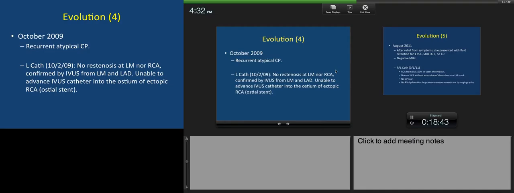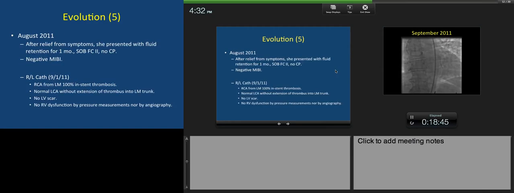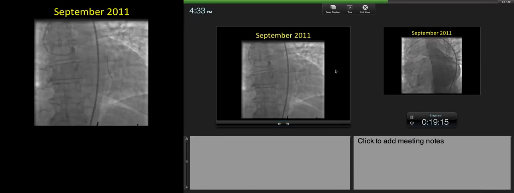2-year period where she had relief of symptoms until she presented with fluid retention for about 1 month and shortness of breath, functional class 2, but without chest pain. This was in August. She had a negative stress test, so she underwent on September 1st a right and left cath, which instead of reading all this to you, I'll show you the angiogram.